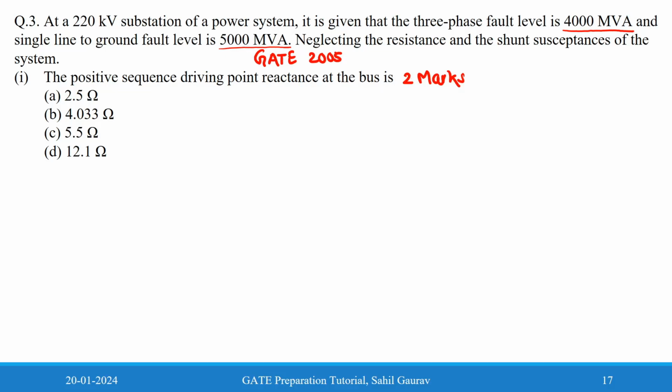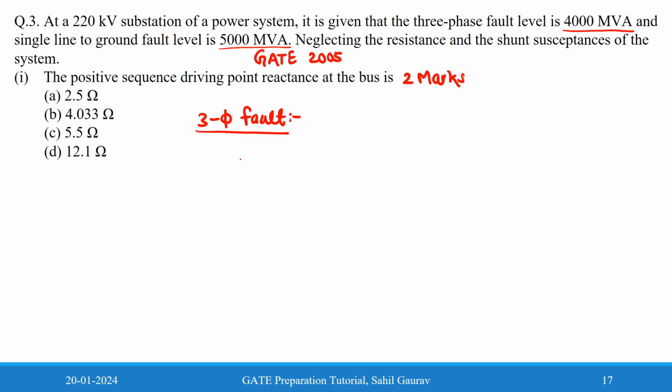So you are given two short circuit MVA capacities, that is for three-phase fault and the LG fault, meaning for a balanced fault and for an unbalanced fault also. Here it is asking about the positive sequence driving point reactance. So from the three-phase fault level, we can find the fault current. First we analyze the three-phase fault, and then from that we can find the positive sequence reactance.